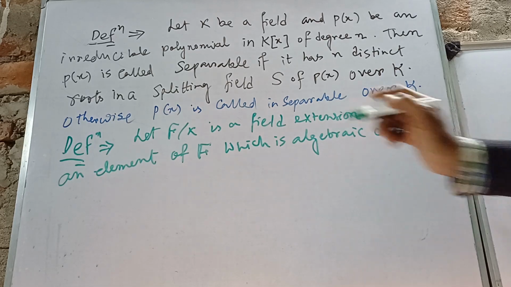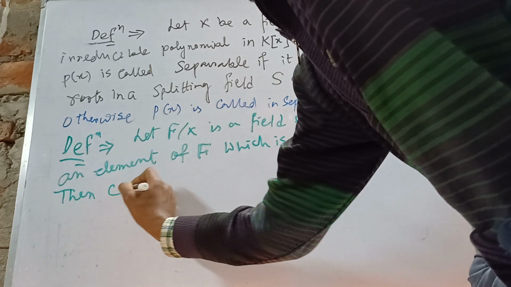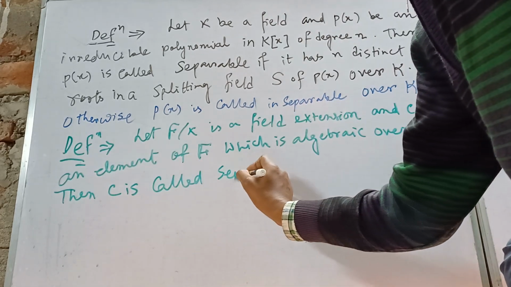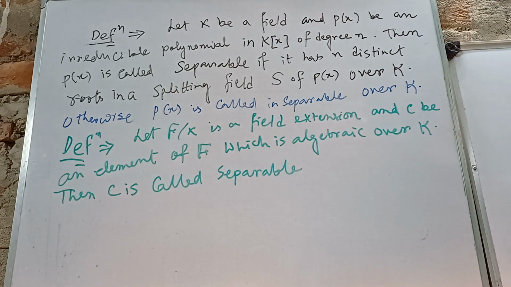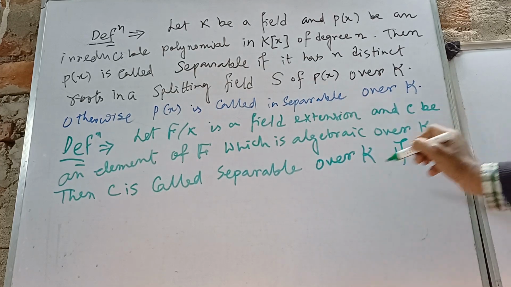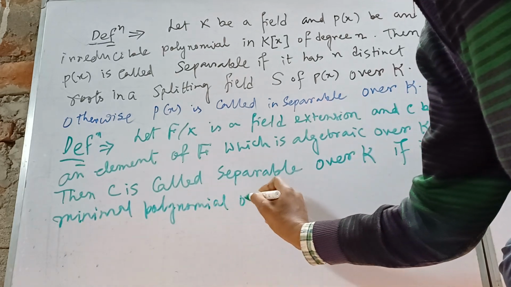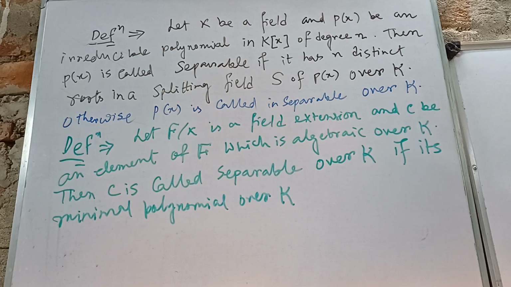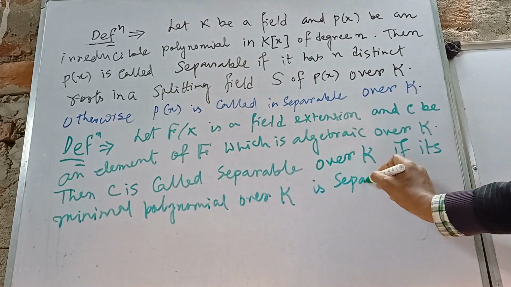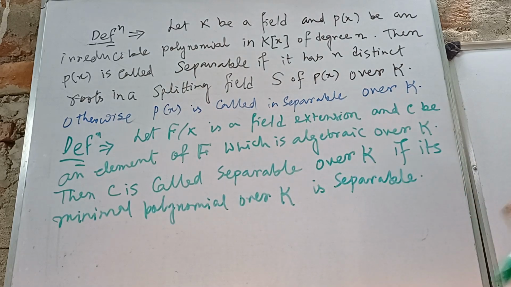Then c is called separable over K if its minimal polynomial over K is separable. So, F an extension of K is a field extension and c is an element of F which is algebraic over K. Then c is called separable over K if its minimal polynomial over K is separable.